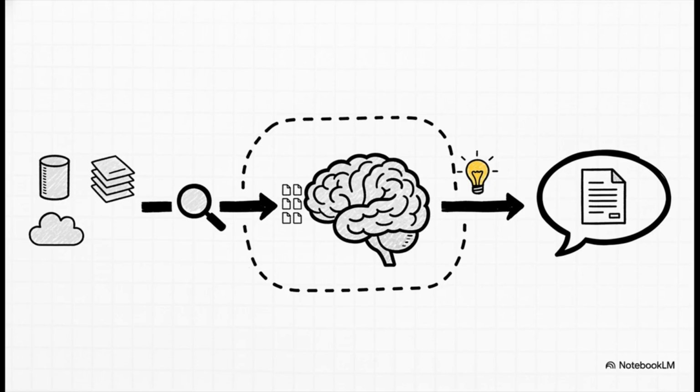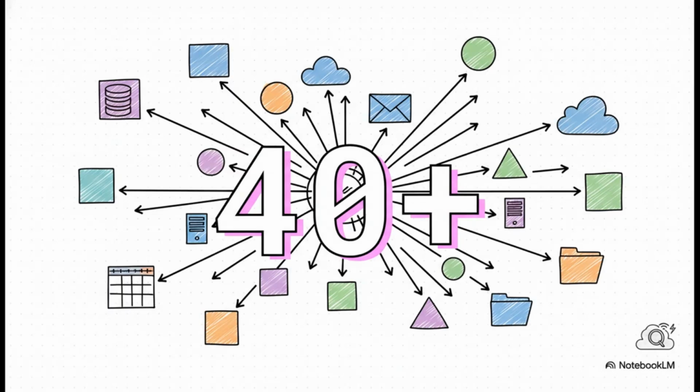And the tool it uses for this? That's what we call data connectors. And to make this super easy, Amazon Q Business comes with more than 40 built-in data connectors right out of the box. So you don't have to build these connections from scratch. It's ready to plug into the systems you're probably already using.